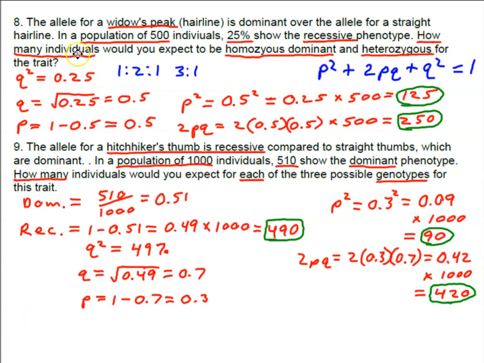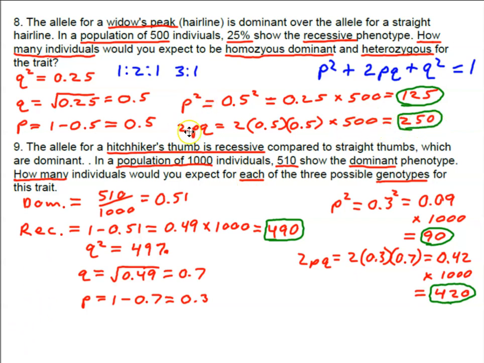We're being asked for how many individuals. We're being asked to calculate, out of a population of 500, how many individuals would be expected to be homozygous dominant and heterozygous. So whatever the genotypic frequency is, you simply multiply that by 500, the total number of individuals in the population, to get the number of individuals that have that genotype. So 125 are going to be homozygous dominant. Same thing for heterozygotes. It's 2 times 0.5 times 0.5 times 500, the number of individuals in the population, and that gives us 250.